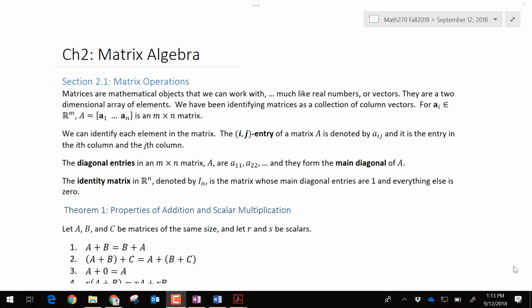Yeah, so the basic matrix operations that we're going to talk about are addition, scalar multiplication, and then matrix multiplication. But before we do that, we have to get more of a grip on what it means to be a matrix and how to identify different portions of a matrix. So a matrix is essentially a two-dimensional array. That's it. A matrix is basically a two-dimensional array of numbers.